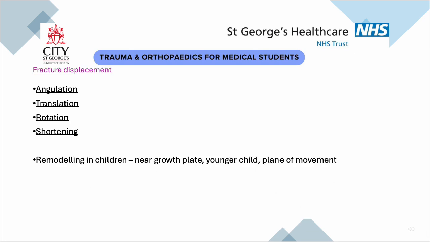We've talked about the location of the fracture. We've talked about the type of fracture, whether it's complete or incomplete. And finally, we're going to talk about fracture displacement. So the fracture can be angulated, translated, rotated, and shortened. Angulation and translation and shortening can remodel well, depending on the age of the child and where the fracture is in the bone, but rotation doesn't remodel.